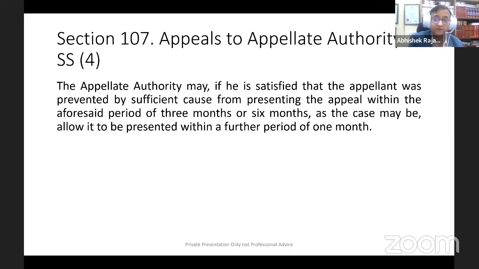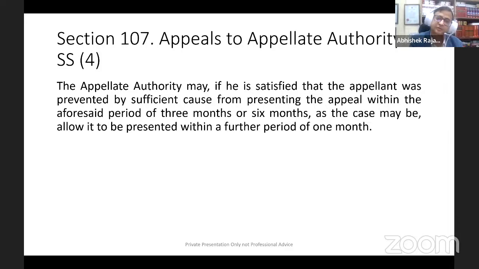Now, what if I pass 3 plus 1 month? Let's say I have crossed 6 months. Can I file an appeal? Will that be condoned? The answer is no.